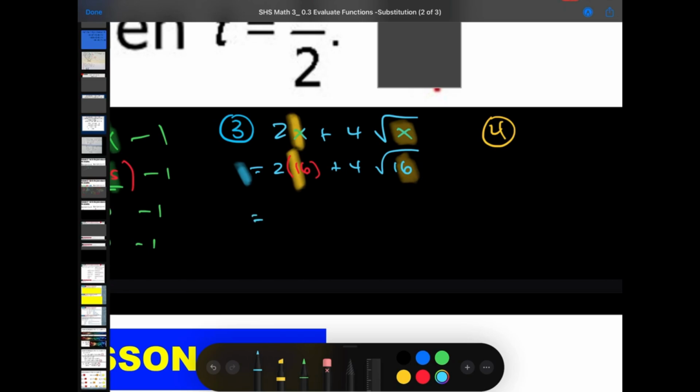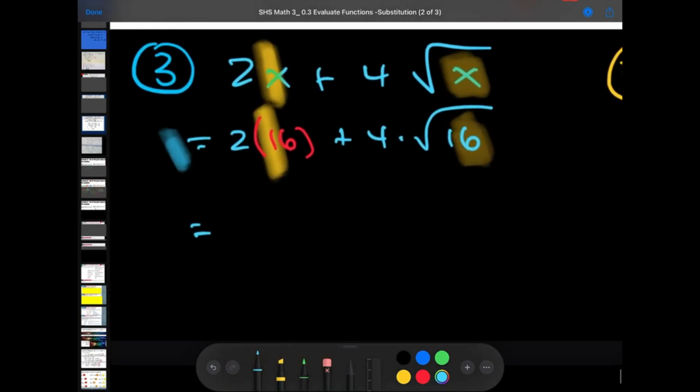Okay, now the square root, if you're thinking about PEMDAS, just think of it as a multiplication. So I can go, because there's multiplication right here. You see that? No plus or minus. That was the lesson we learned previously. So I can do 2 times 16, which is 32.